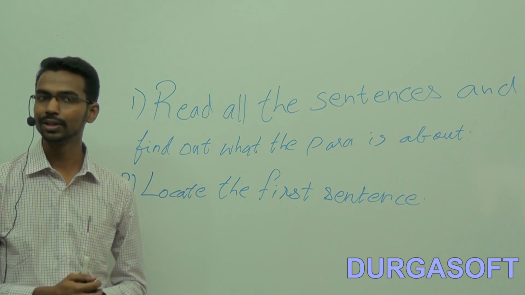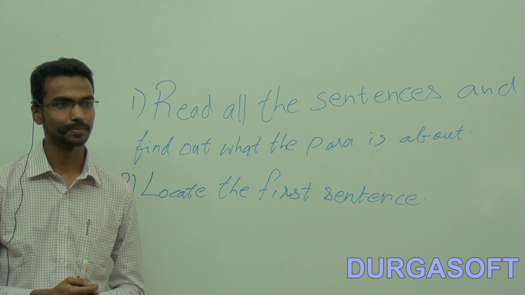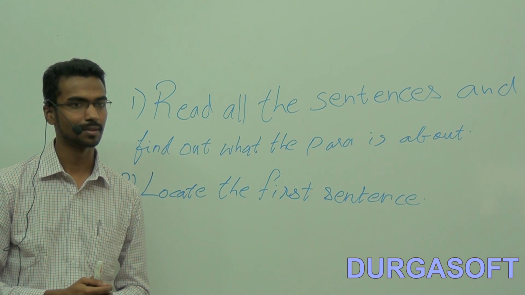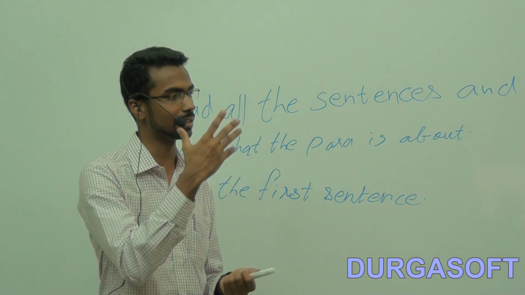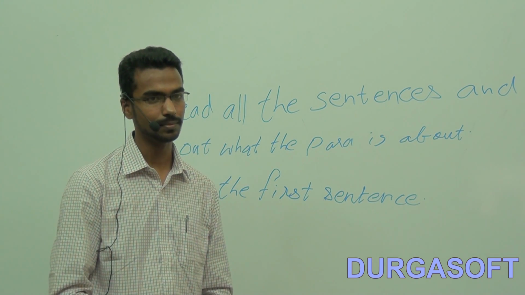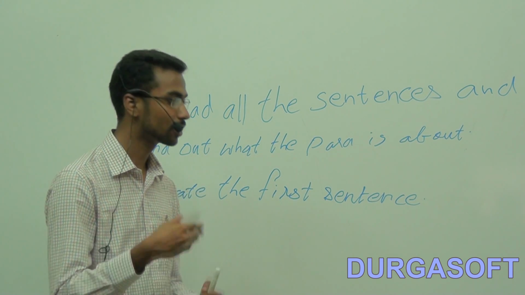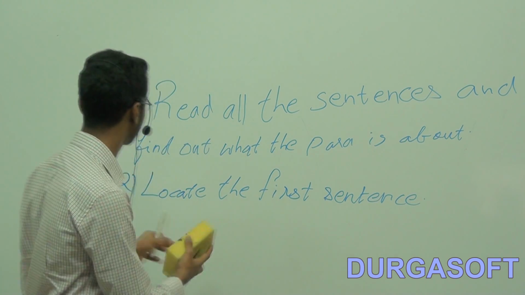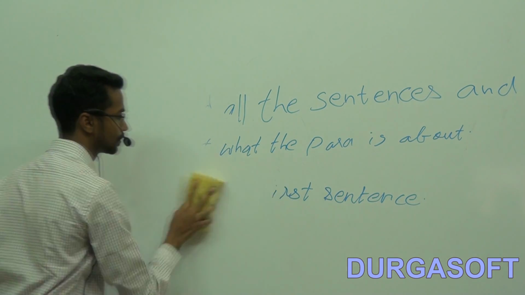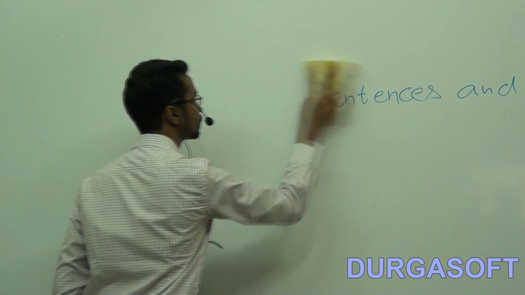So how will we find out the first sentence? How will we find out? Do you have any idea how to locate the first sentence in a paragraph jumble? The clues will be there in the sentences itself. Okay? What I mean is that start reading the first two words of each sentence.